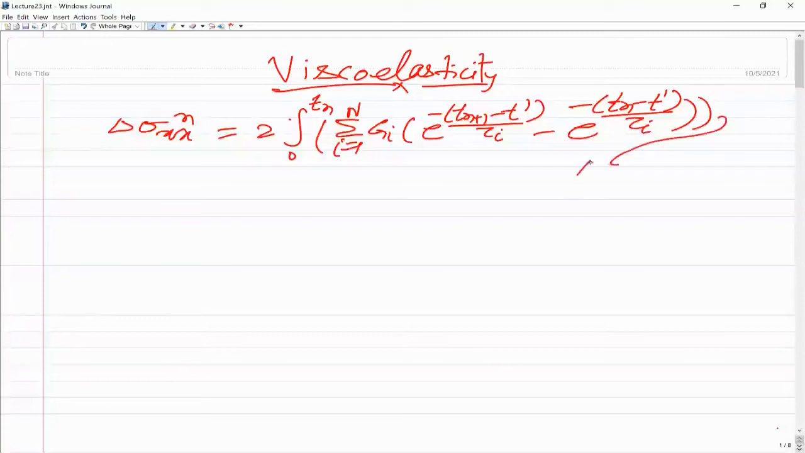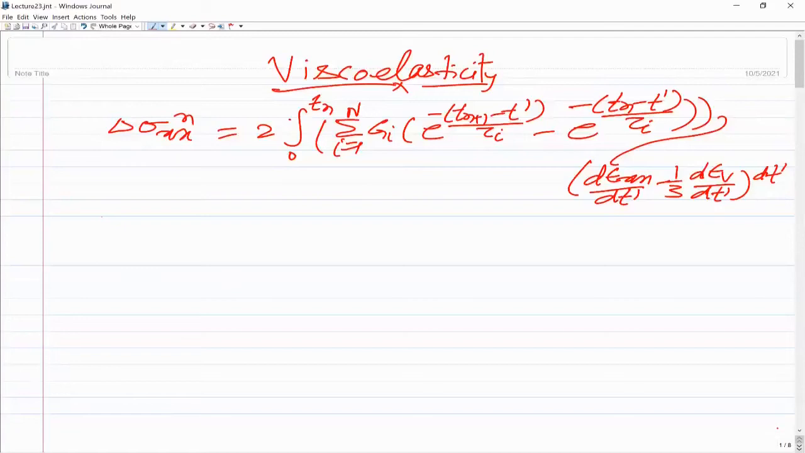Then what we have is d of epsilon xx by dt dash minus 1 upon 3 d epsilon v by dt dash, into dt dash. So this is where we were. So the first and third term we said we can write like this. Then I had also said that we want to derive a recursive relation for delta sigma xx n comma i.